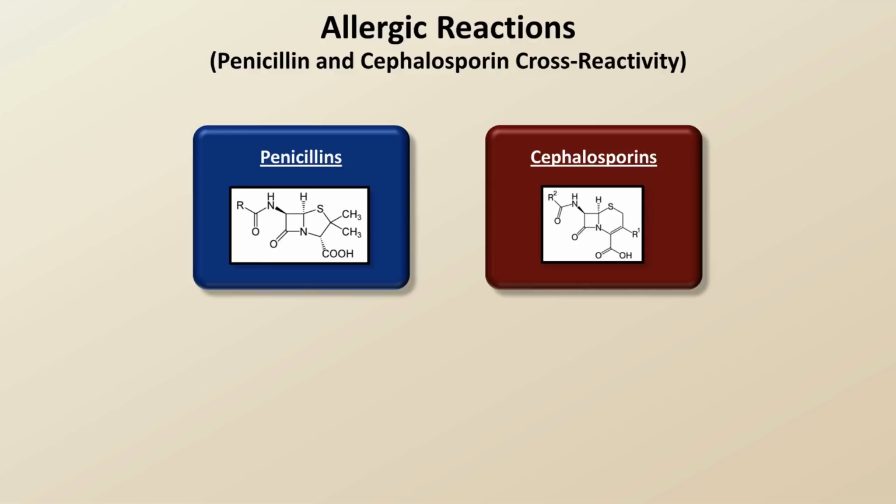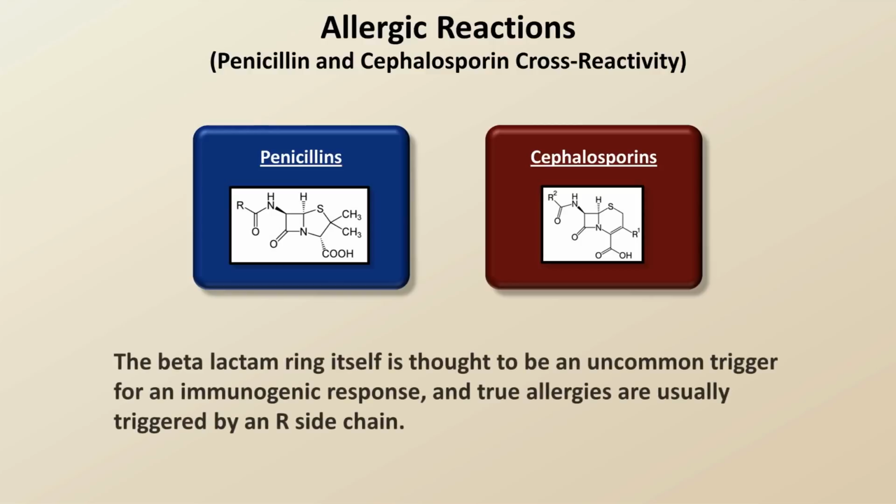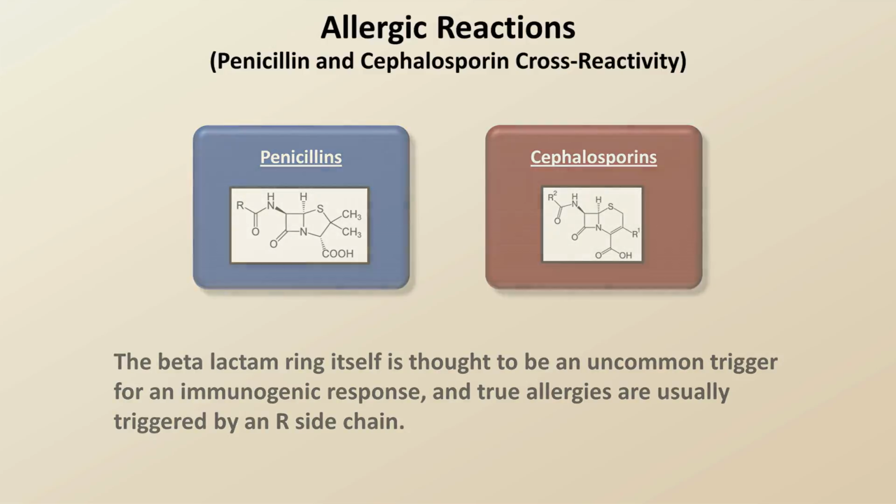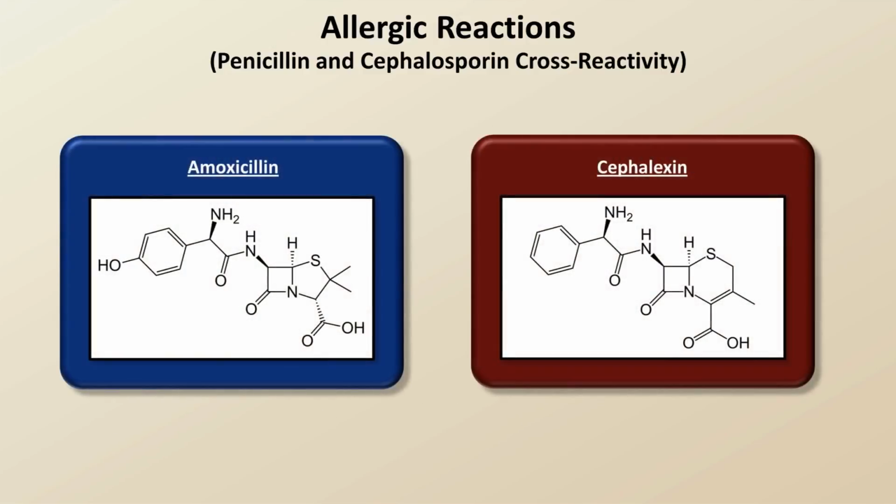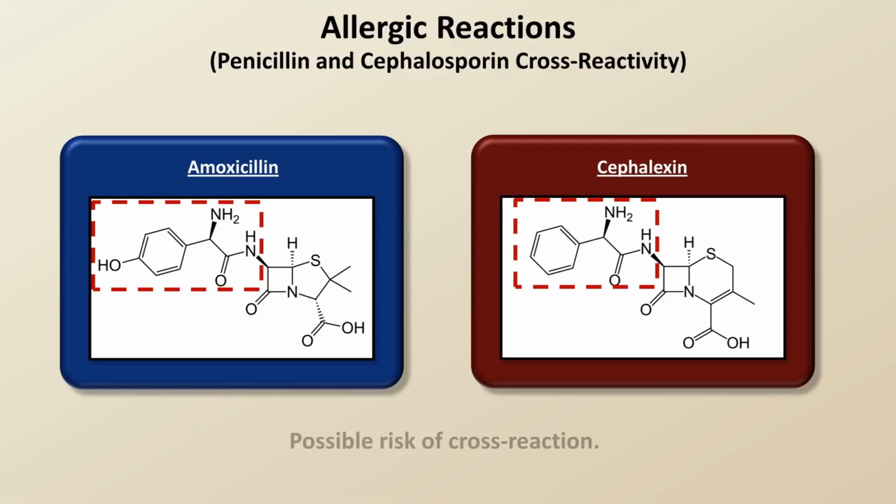class. Although there is some debate about this, the beta-lactam ring itself is thought to be generally an uncommon trigger for an immunogenic response, and true allergies are usually triggered by an R side chain. To understand what this means, let's compare the penicillin amoxicillin and the first-generation cephalosporin cephalexin. Notice how similar these two side chains are. While not quite identical, the degree of similarity suggests the possibility of a cross-reaction between these two drugs.